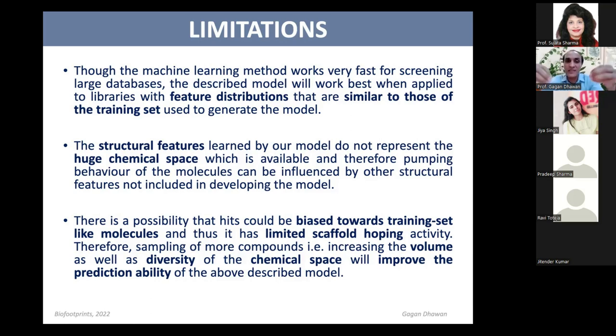As I told you, one benzene ring, two benzene rings, you trained with only those. You did not see whether there was an amino group, hydroxyl group or methyl group on the benzene ring. The features you had at that time were only from molecules that had already been tested, and you trained the system only on them. And the structural features learned by our model do not represent a huge chemical space. Approximately 10 raised to power 60 molecules are already there in the chemical space. Therefore, pumping behavior of the molecules can be influenced by other structural features which are not included in developing the model. And there is also a possibility that the hits could be biased.